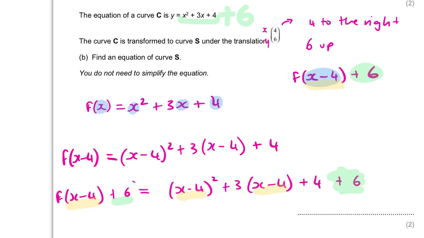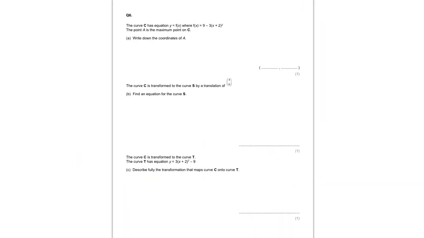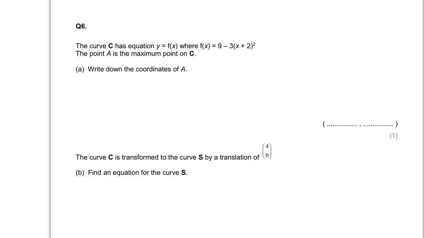It will make sense. Okay, the curve C has this equation: y equals 9 minus 3 lots of x plus 2 squared. This is in completed square form. Now, we know in completed square form, we can find the minimum or the maximum of a quadratic. Now, we're going to find the maximum. How do I know that this quadratic is going to give me a maximum? Anyone know? It's a negative quadratic.